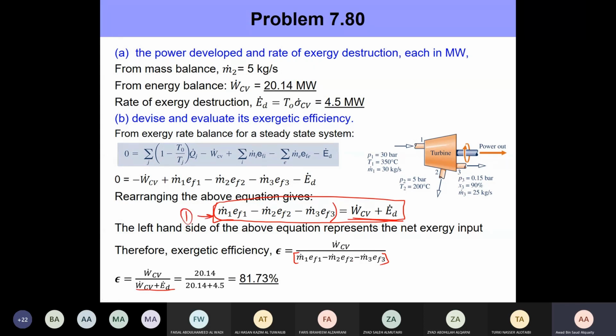Work output and exergy destruction are exactly what we calculated in part A. So then it becomes very simple. I don't have to do any more calculations. I just have to plug in the numbers. The power output we said is 20.14 megawatt. The exergy destruction came out to be 4.5, and that's as simple as plugging in the numbers, and we get the exergetic efficiency of 81.73%, which is very good.